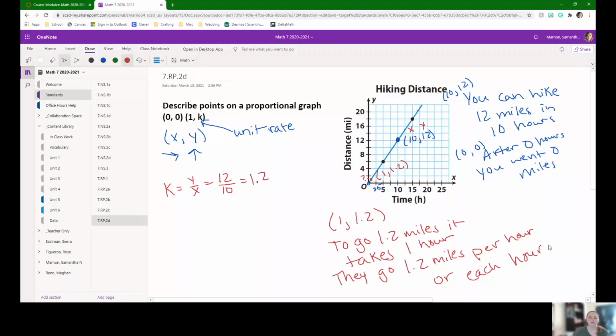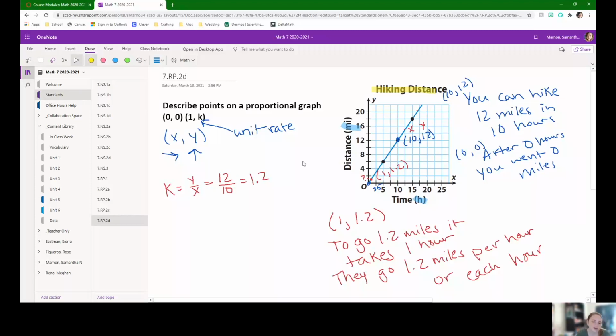So for 7.RP.2d, we need to make sure we're doing our x and then our y when we're doing our coordinates. We need to make sure we're reading the units that are on each of these graphs. So here I had time in hours, distance in miles. We can look at the title to kind of help us figure out the story if it's not given to us. But that's it for this standard.